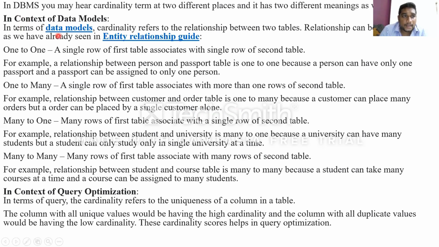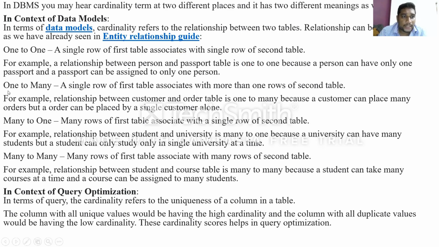And the last one is the mapping levels of data models. We already discussed that for mapping the levels, we have four categories called one to one, one to many, many to one, and many to many. For example, a single row of the first table associates with a single row of the second table. For example, consider a student table and a second table, a passport table. Every student has a single passport. There are no two or more passports for a particular student. So this is a one-to-one relation.